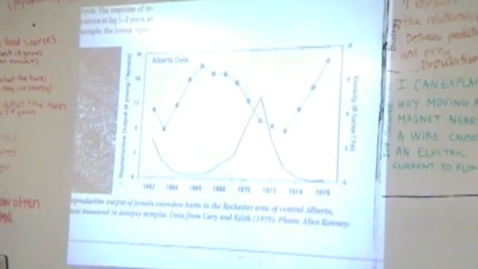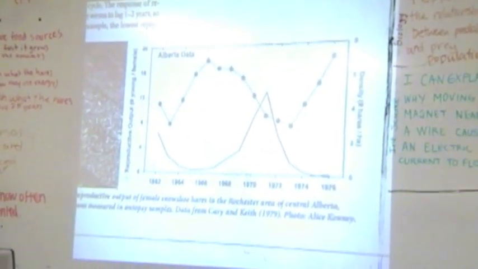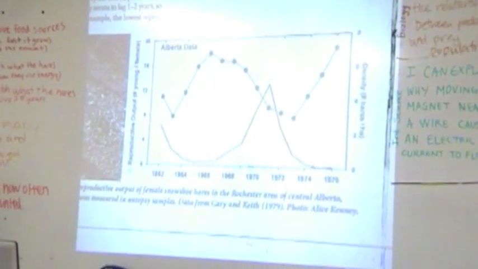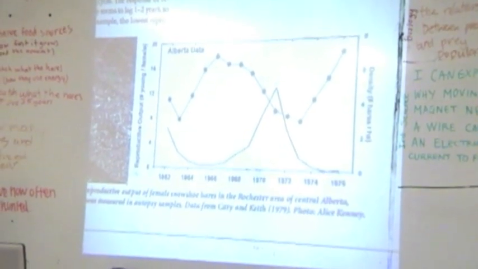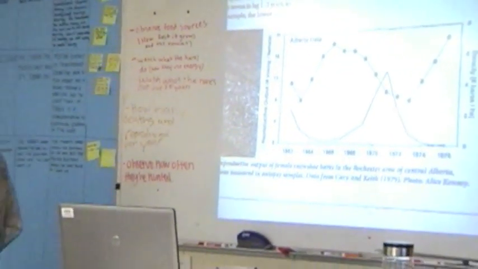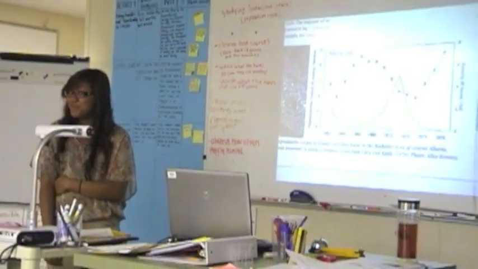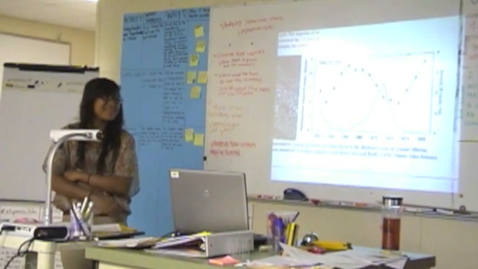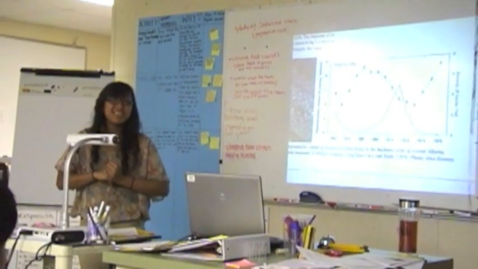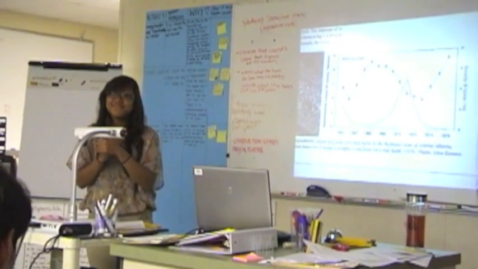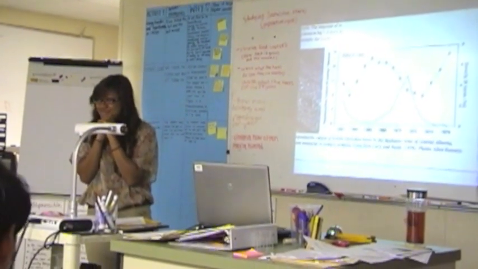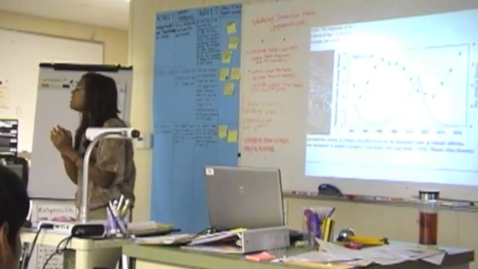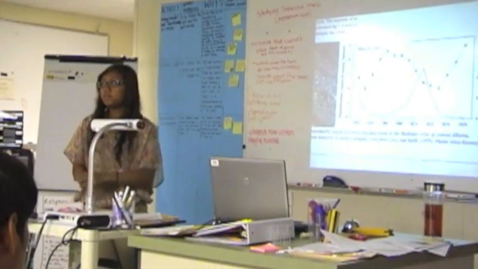What is the research question? I don't know. What's the conclusion? That when there's not that many hares, they reproduce a lot. When the population is few? Yeah. When the population is low, then what? When the population is low, then they reproduce a lot more.